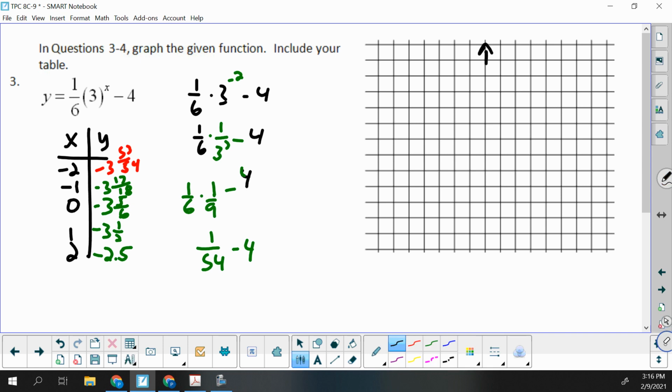When we graph it, we want to make sure we have arrows on our axes. Label your x and y. We've got negative 2, negative 3 and 53/54, which is almost negative 4. Then negative 1 and 17/18, which is almost negative 4. Negative 3 and 5/6, negative 3.5, and then negative 2.5. Sketch it in with a nice smooth curve. It should be flattening out at negative 4, and just label your equation. So that would be considered kind of a challenging one.